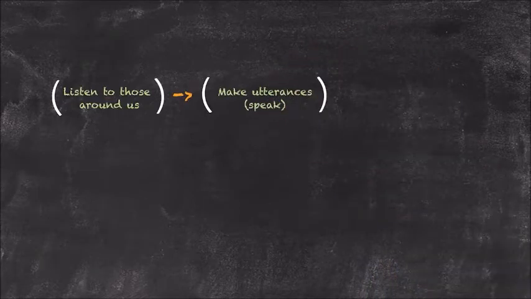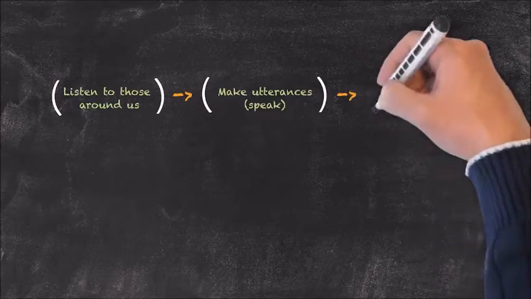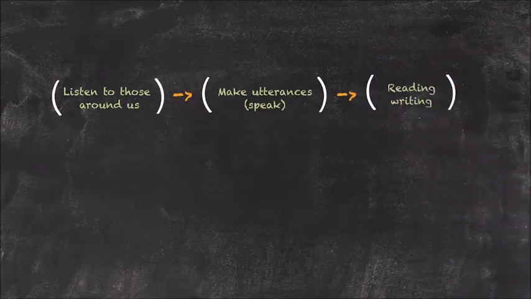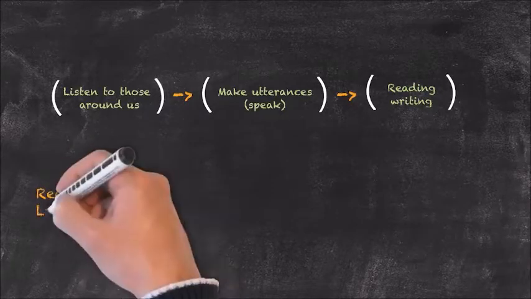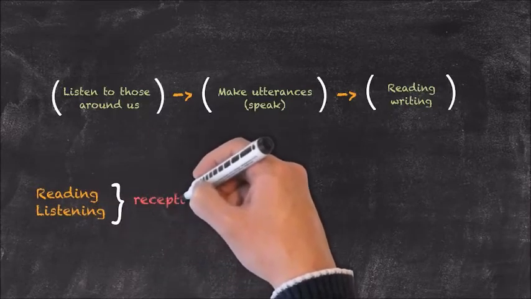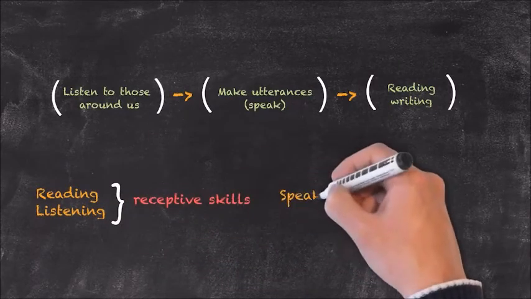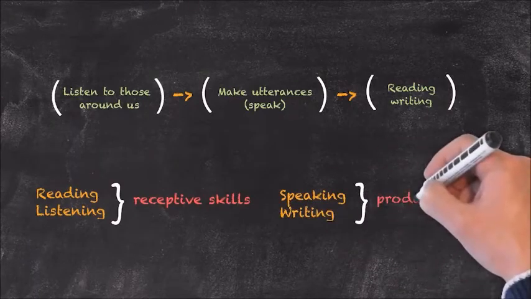Having learnt to speak, to a certain extent at least, we then go on to learn how to read and to write. And this process that we go through is actually covering the 4 skills that we're trying to teach with our English students. So we have listening, speaking, reading and writing. If we group those skills into their different types, then the 2 skills of reading and listening are known as receptive skills, whereas the skills of speaking and writing are known as productive skills.